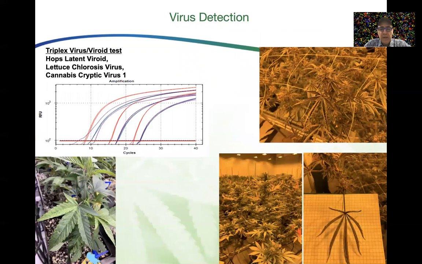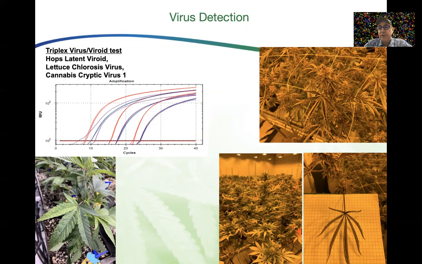We're also doing this with viruses. There are a lot of cannabis viruses that we can now ascertain now that we have a good reference. These viruses, Hop latent viroid, lettuce chlorosis virus, and cannabis cryptic virus, are things that infect grows and can wreck crops by 30% of yield. Particularly lettuce chlorosis and Hop latent viroid are really damaging.